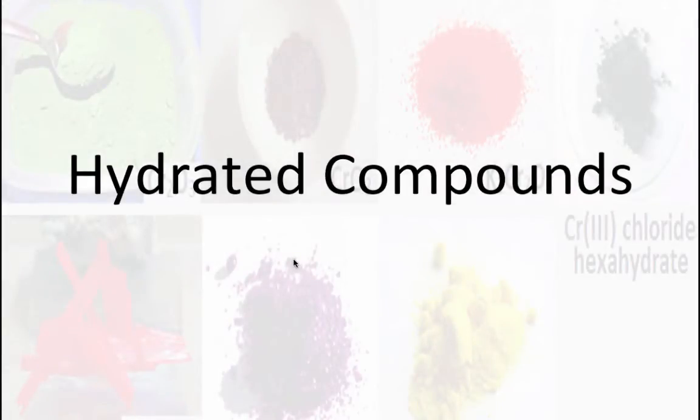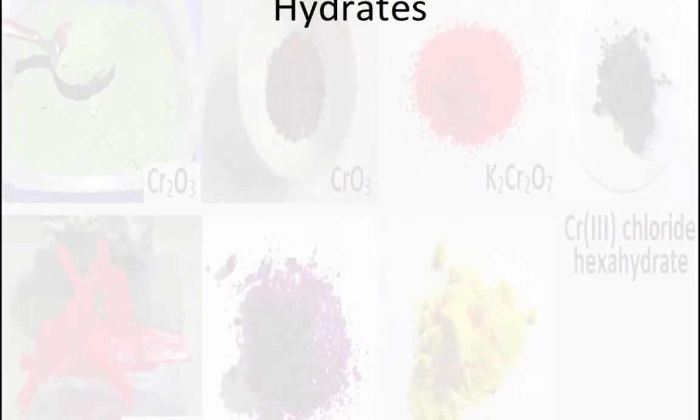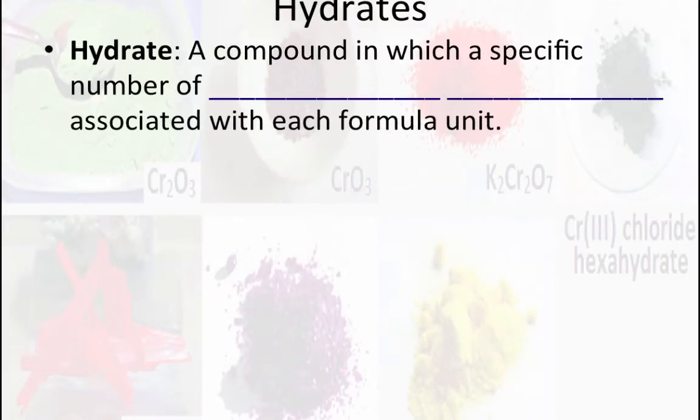Mays. Today we're going to look at hydrated compounds. We're going to learn how to name them and how to do some stoichiometry with them. So let's get started. First of all, a hydrate is any compound in which a specific number of water molecules are associated with each formula unit.